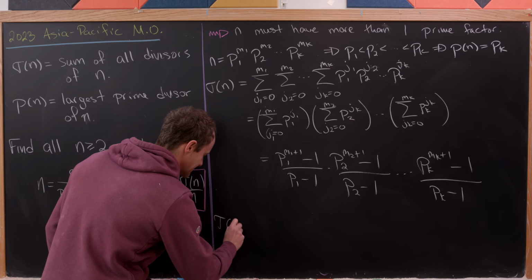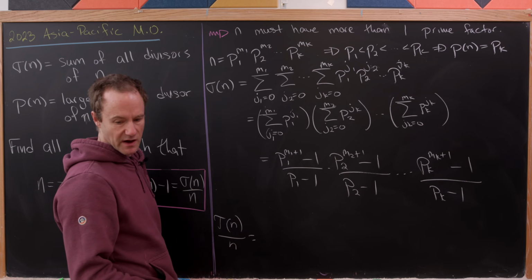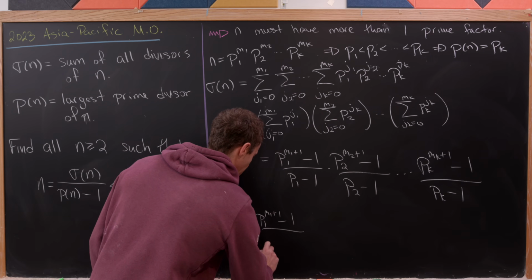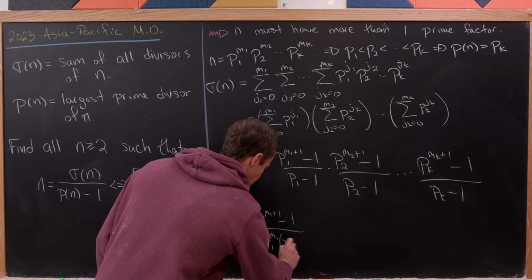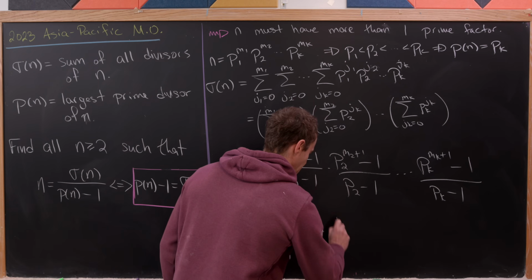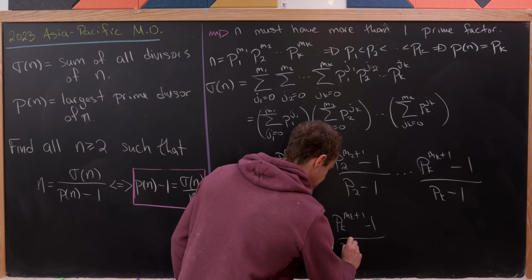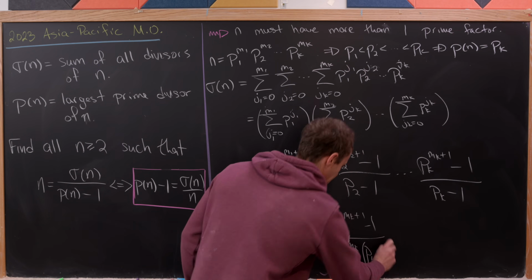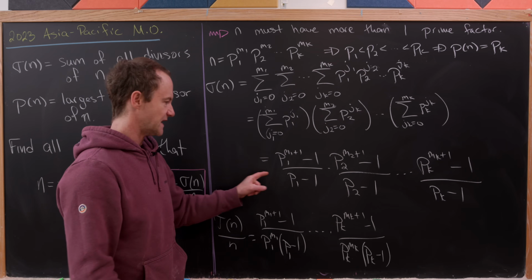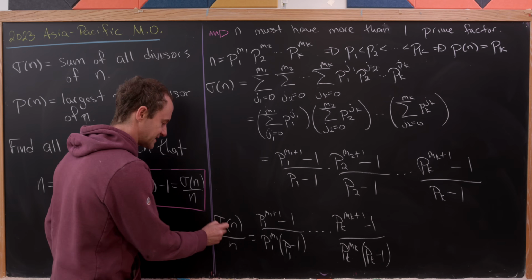So let's observe, that means our sigma of n over n can be written as follows. I think maybe the best way to write this is as p1 to the m1 plus 1 minus 1 over p1 to the m1 times p1 minus 1. And then a similar term for p2 all the way up to pk to the mk plus 1 minus 1 over pk to the mk times pk minus 1. So I just slotted in all of its prime factors into each of these natural places in our product which existed for this sigma of n.